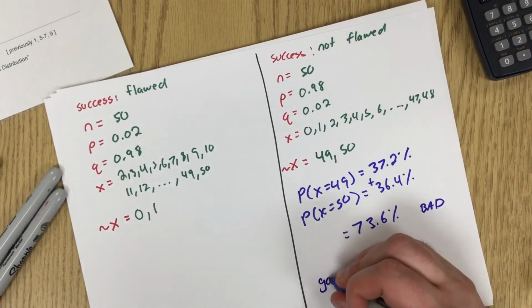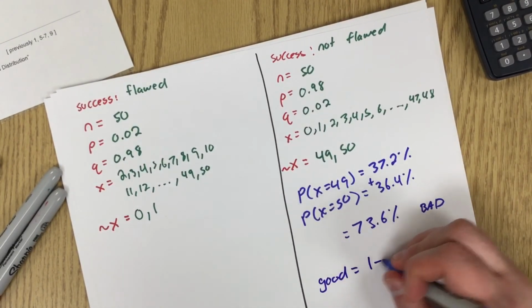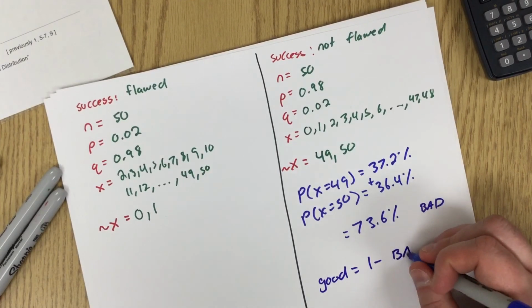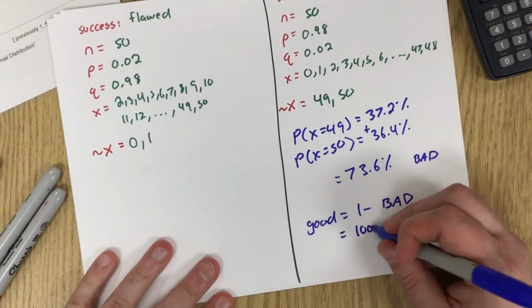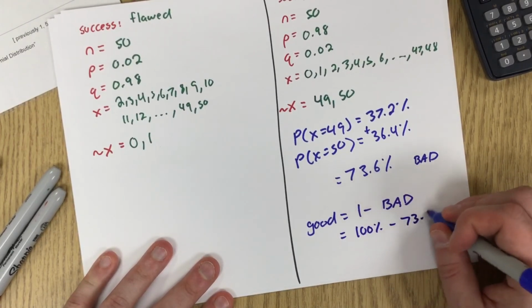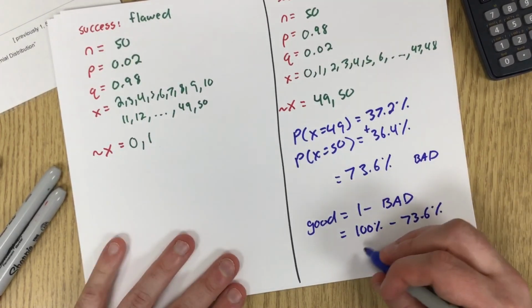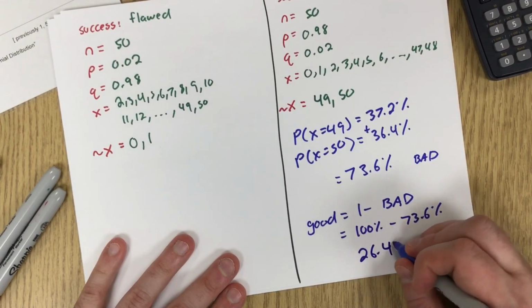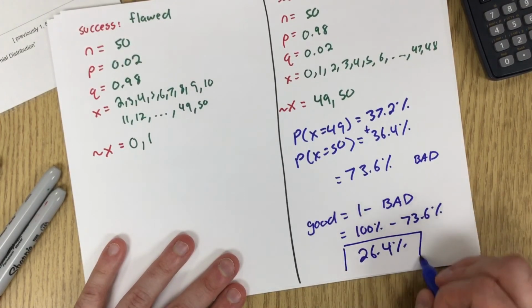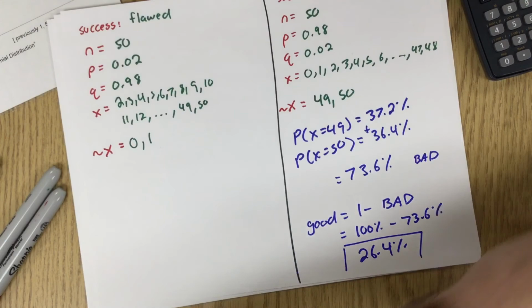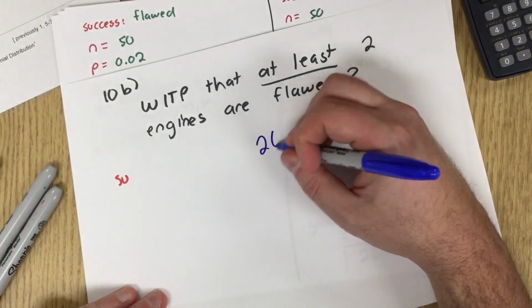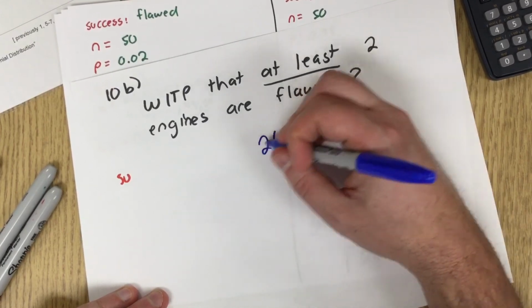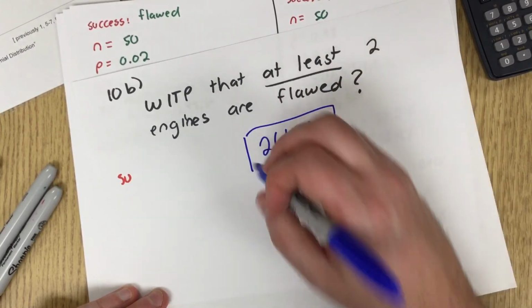And so doing good equals 1 minus the bad, it's going to be 100% minus 73.6%, which is 26.4%. And that would be our answer. So the probability of having at least 2 engines that are flawed is 26.4%.